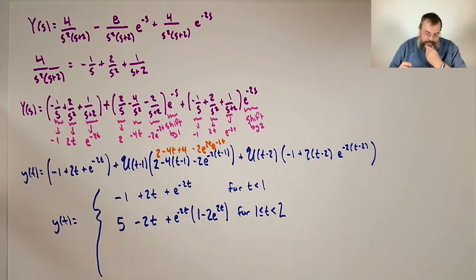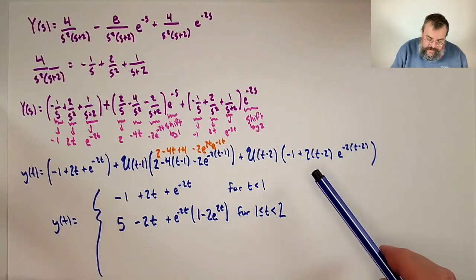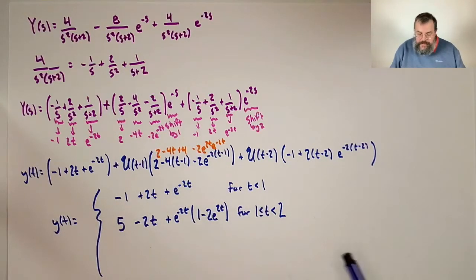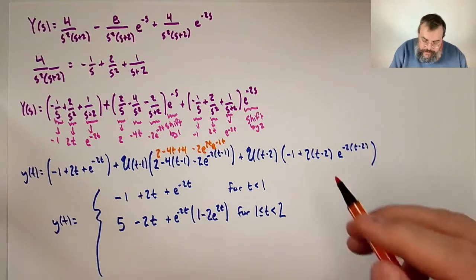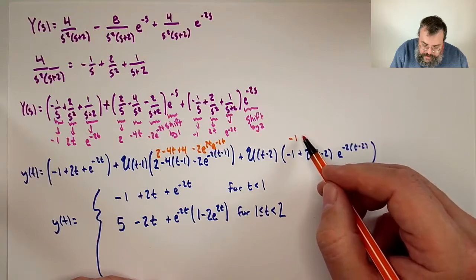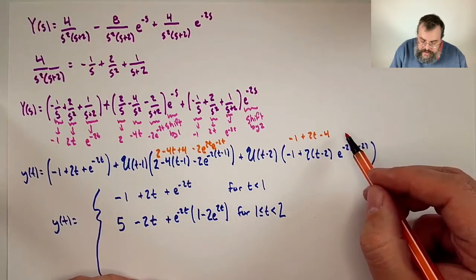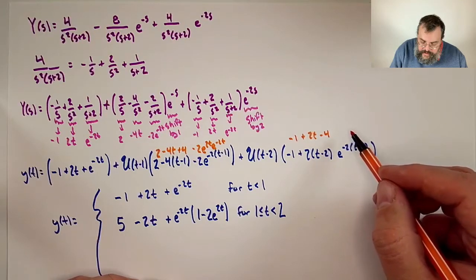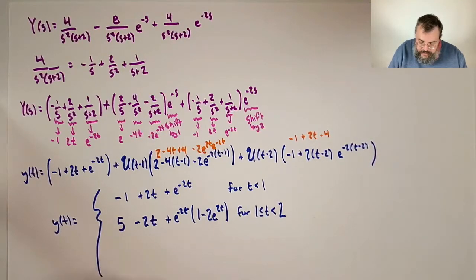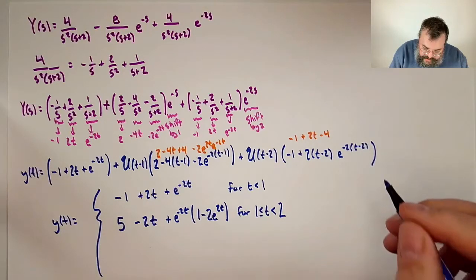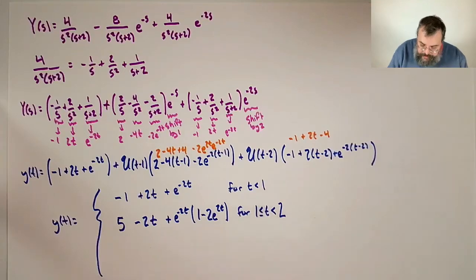Now, our next piece. Okay, so now we're going to turn on all the switches. So now we're above 2. So what do we have? Well, we have minus 1 and a plus 2t and a minus 4. And then this, whoops, I forgot to put a plus sign here. My apologies there.